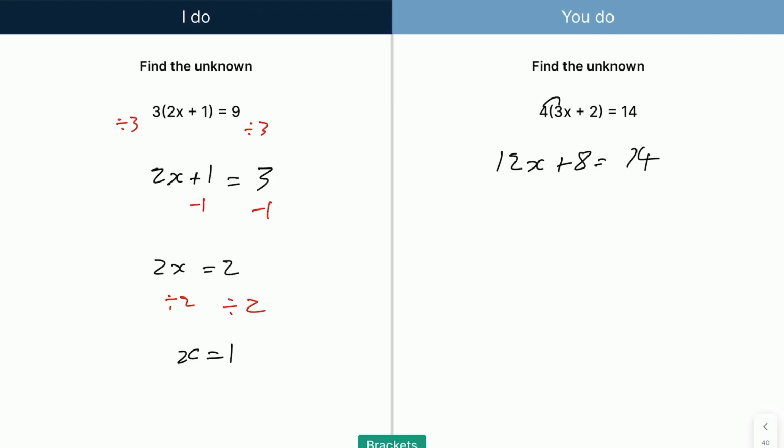Just remember, with these you have to ask yourself, how can I make my life easy when doing these? Because there's multiple ways of solving this, and I'm showing you the easiest way. Now, to make my life as easy as possible now, it makes sense to subtract by 8. So that will be 12x is equal to 14, take away 8, which is 6. And then we divide each side by 12, and we have x is equal to 6 over 12, which can be written as 1 over 2. So that is our answer there.